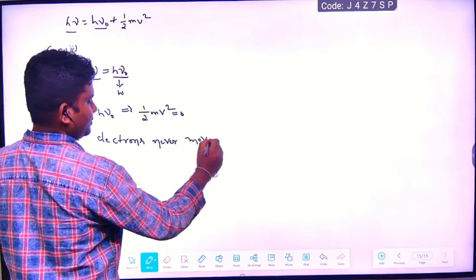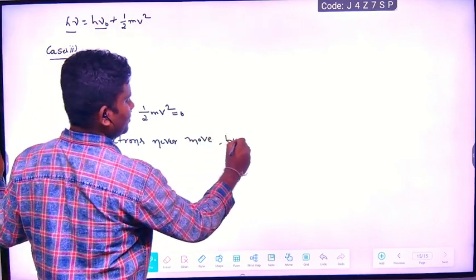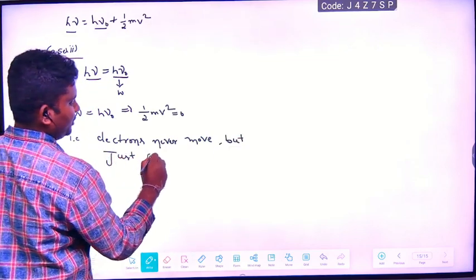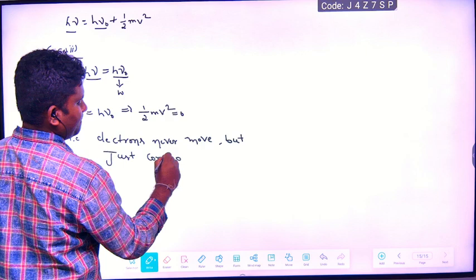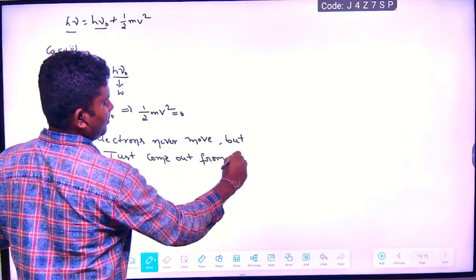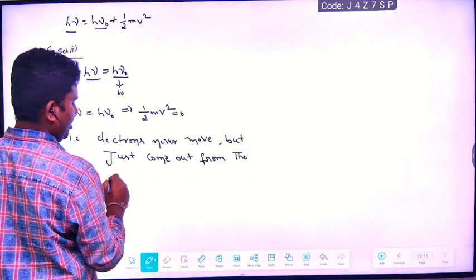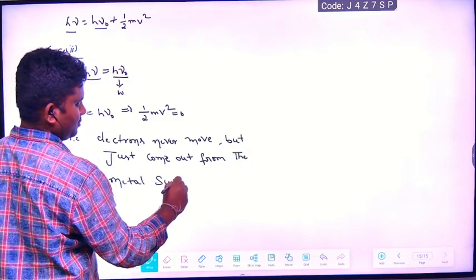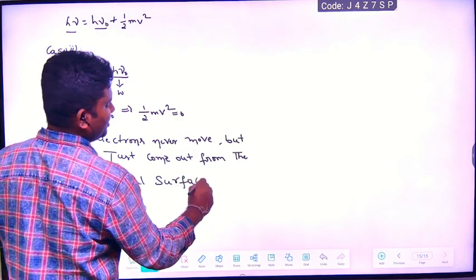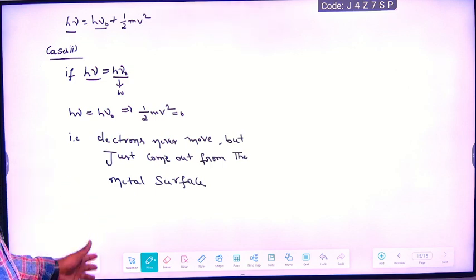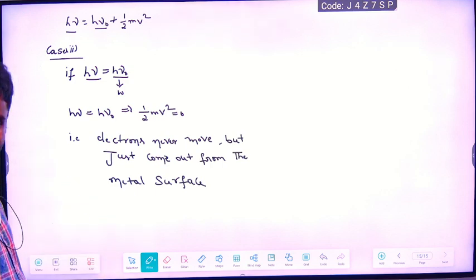It will just come out from the metal surface. It will not move faster. Just come out from the metal surface. That is case 2.